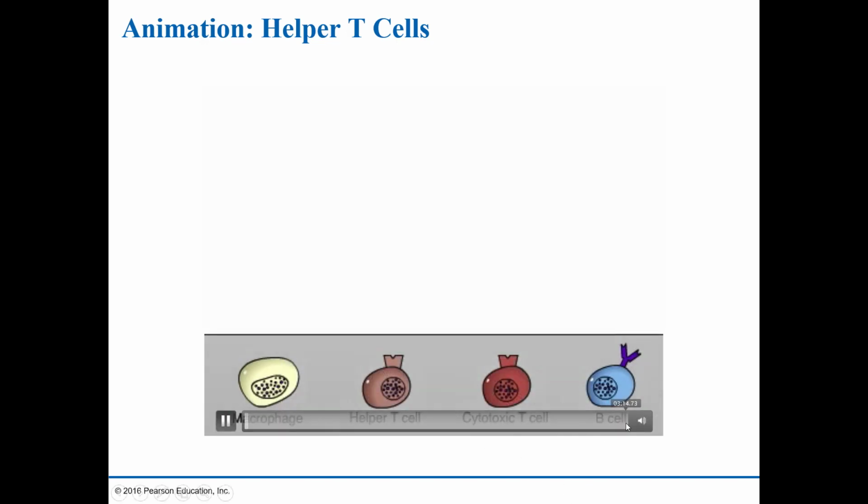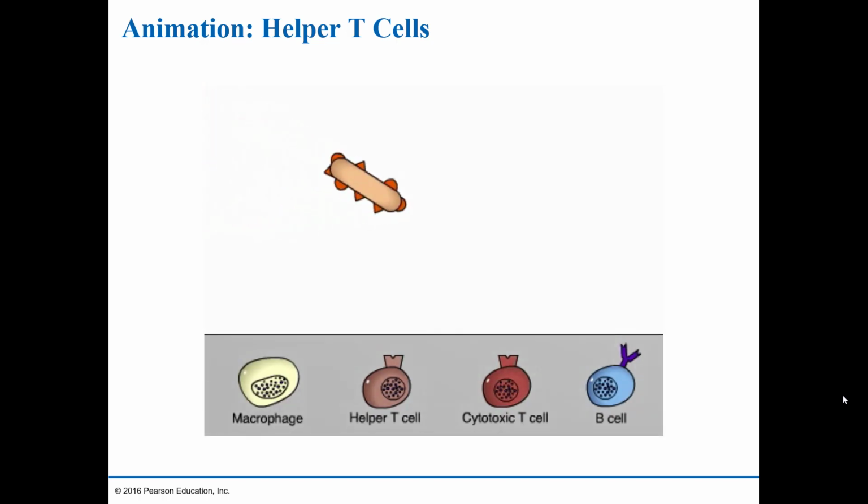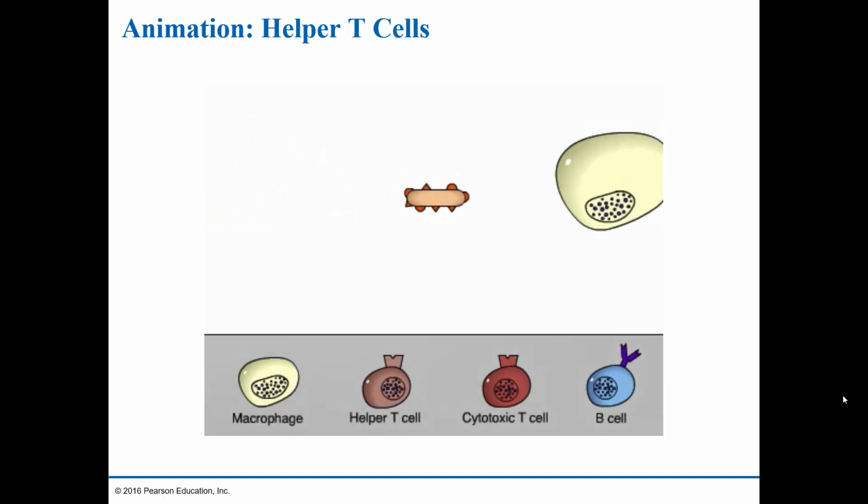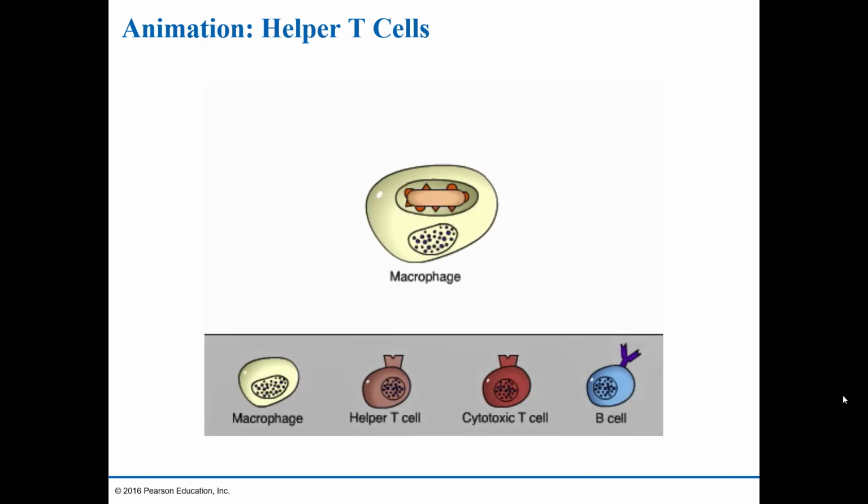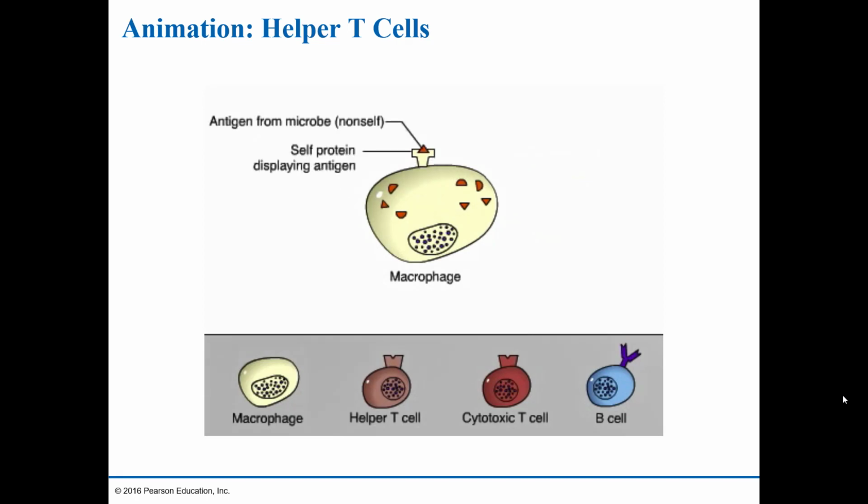Now let's look at how helper T cells aid cell-mediated immunity and humoral immunity. Imagine that bacteria have infected the body. Antigen molecules on their surfaces identify them as foreign. A macrophage engulfs an invader and breaks it into pieces. It displays the foreign antigen on its surface along with a self protein that acts as a label for the body's own cells. The macrophage is now an antigen-presenting cell.